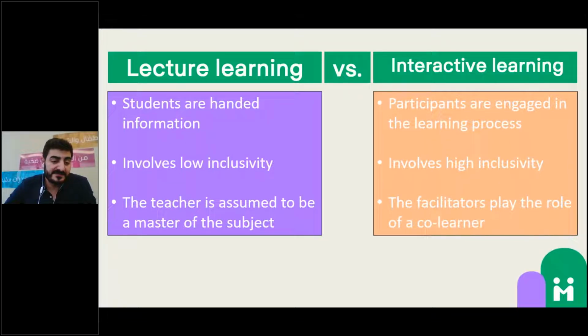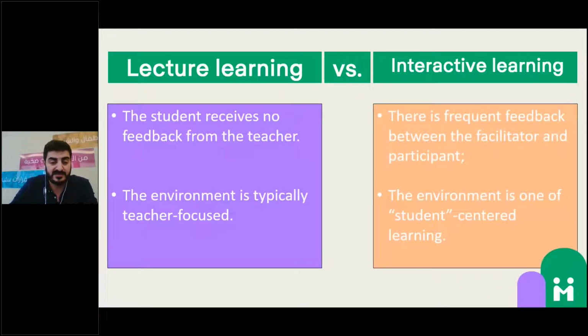Lecture learning involves low inclusivity, and the teacher is assumed to be the master of the subject. However, in interactive learning, we involve high inclusivity, and the facilitators play the role of a co-learner. Because when we are talking about interactive learning, what we do is we train people on how to implement the program. They don't have to be master of the subject. They just have to be present in the trainings and benefit from the trainings to be good facilitators, empowered to implement these activities and be prepared for all the situations that they may be in during the implementation of the program.